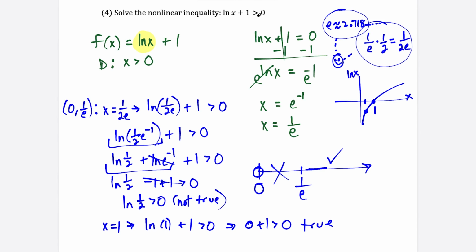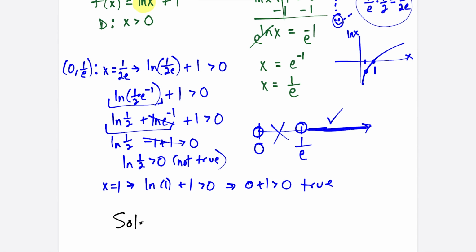But look at the beginning of the question here. We have an inequality here. We're looking at natural log of x plus 1 is strictly greater than 0. So that means that this root that we found from this equation is not going to be a part of the solution set. So now we could write out the solution. The only interval that satisfies the inequality is the interval from 1 over e to positive infinity.